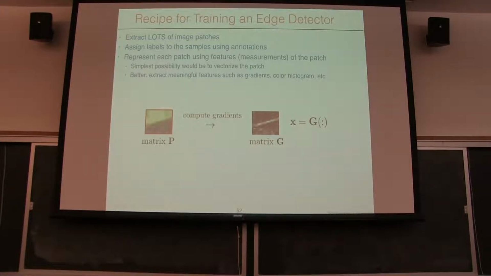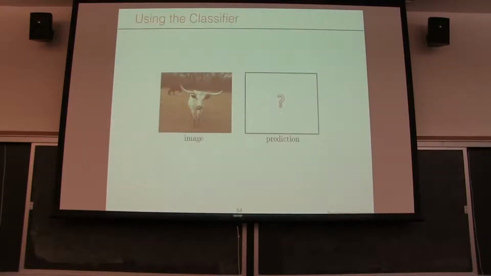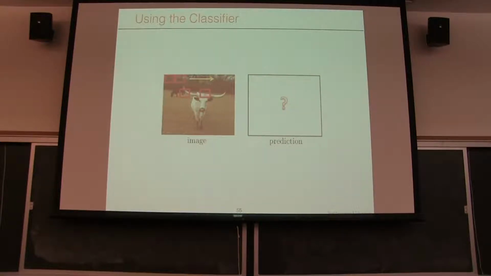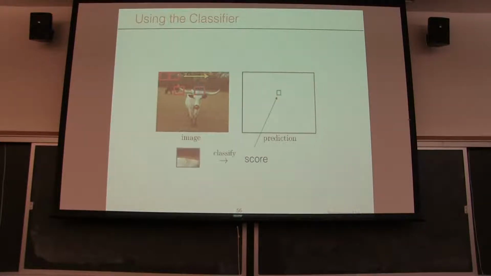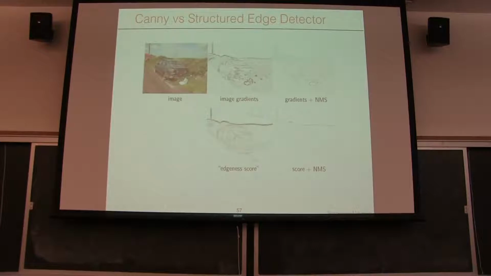And then, given an image like this, I want to find where the important edges are. So what you do is you take a window and you scan it, and you pass it through your classifier, and you say edge or no edge, or how much I believe that there is an edge over here or not. Then you create an image where you put the score of the window. And this is the kind of thing that you get.